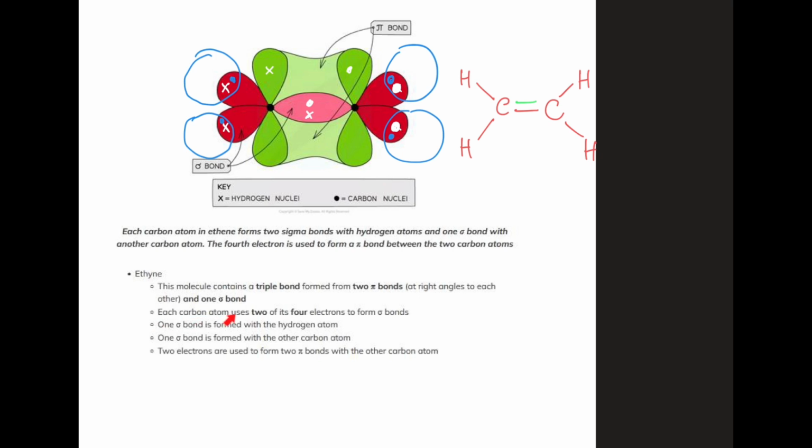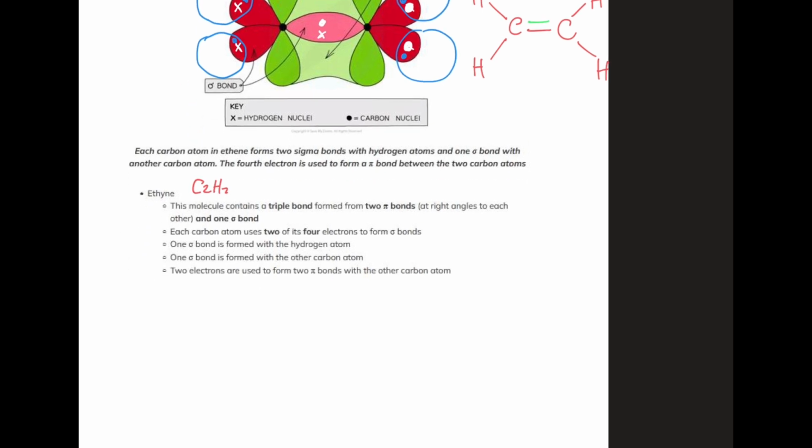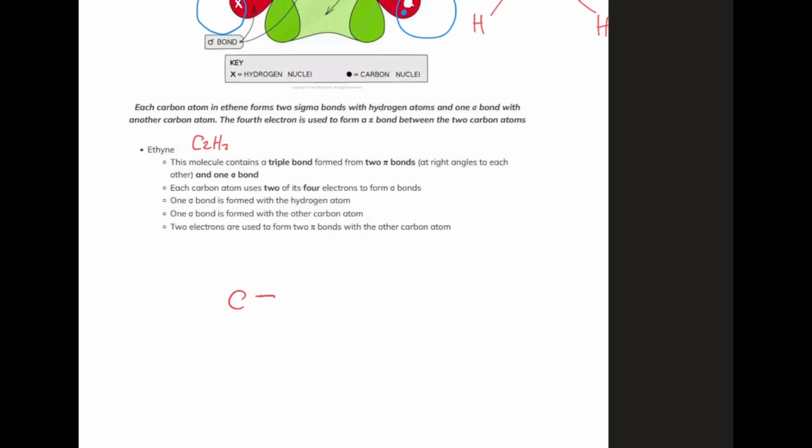So each carbon atom uses 2 of its 4 electrons to form sigma bonds. Okay, maybe you are wondering how. Okay, I show you the formula first. Ethyne is actually C2H2, and ethyne is C triple bond C, and then hydrogen. So sigma bond. A single covalent bond is always a sigma bond, and then here 1 sigma and 2 pi.